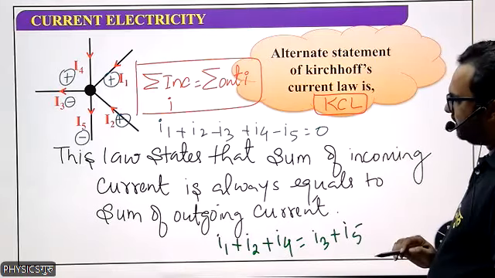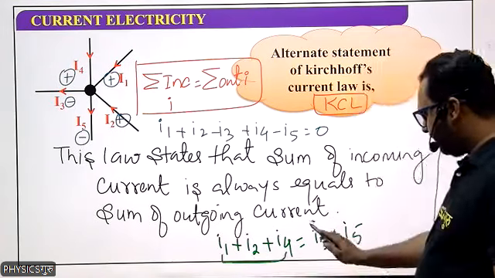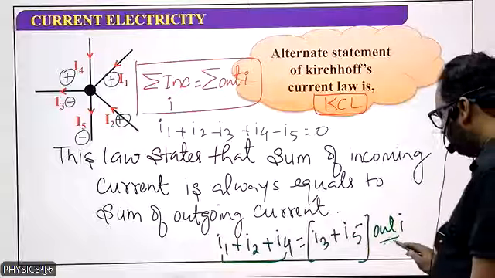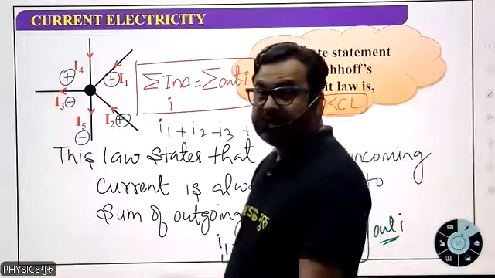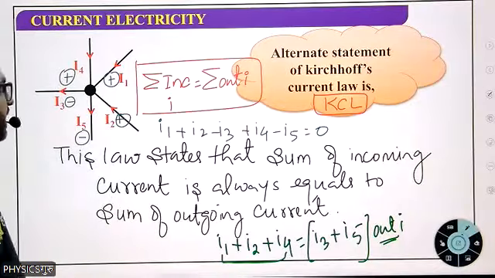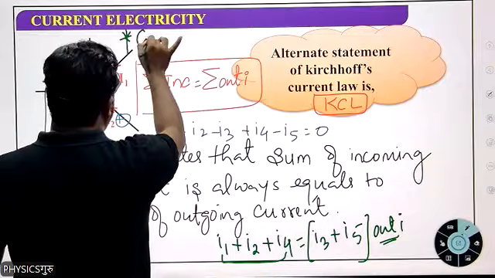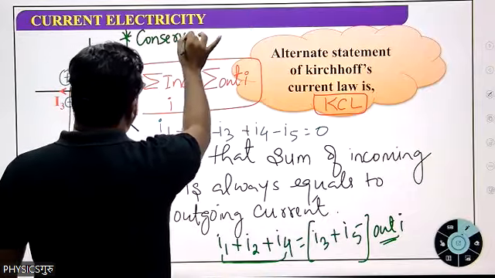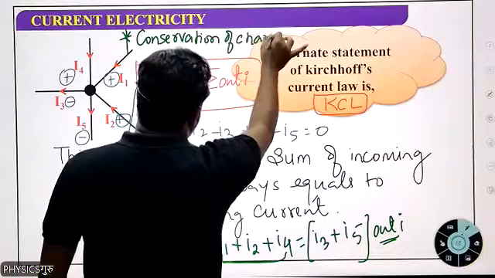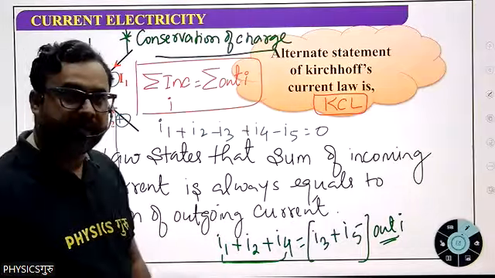So I1 plus I2 plus I4 is the incoming current, and I3 plus I5 is the outgoing current. So this law satisfies conservation of charge. It is important to note that KCL is based on conservation of charge. So incoming current is always equal to outgoing current.